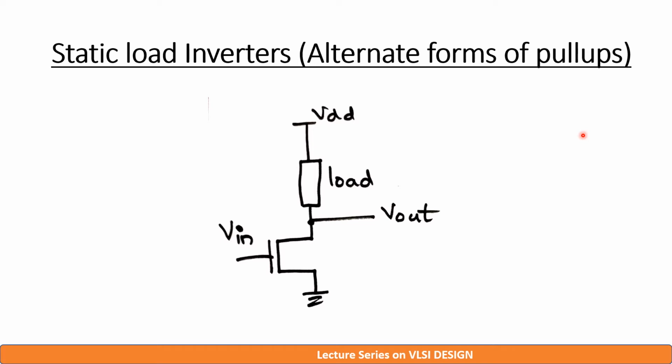In static load inverters, we have static power dissipation, but there is no short circuit current like CMOS inverter. So wherever power consumption is not a major concern, static load inverters can be used. So we'll analyze an inverter circuit with different forms of pull-up load.